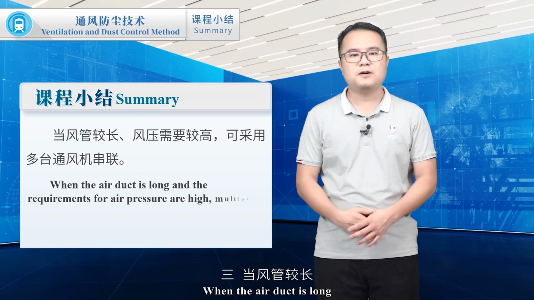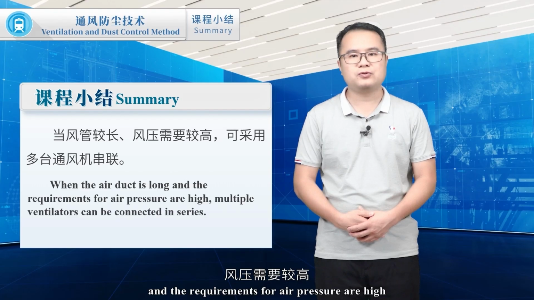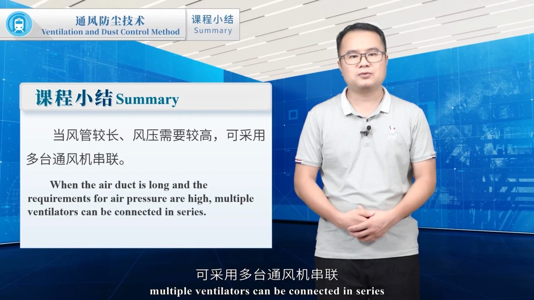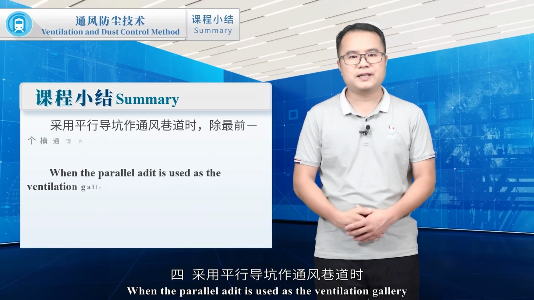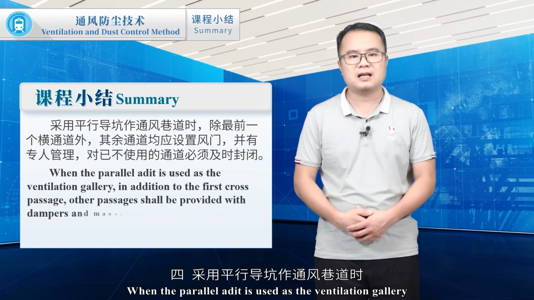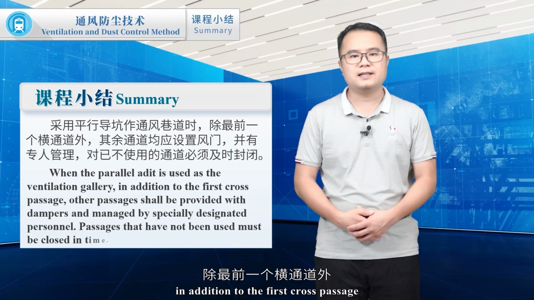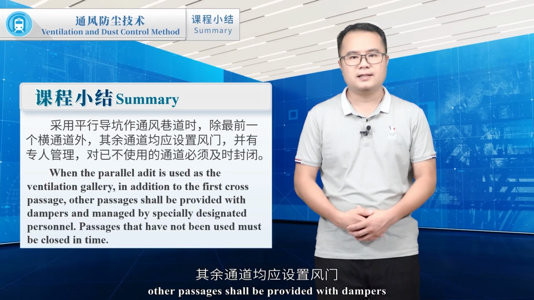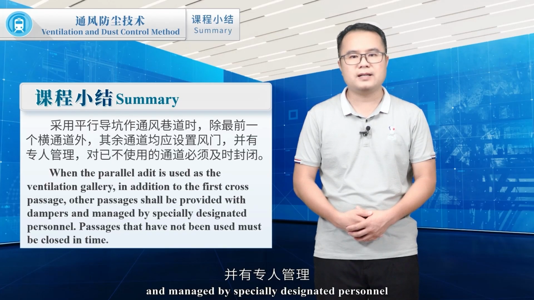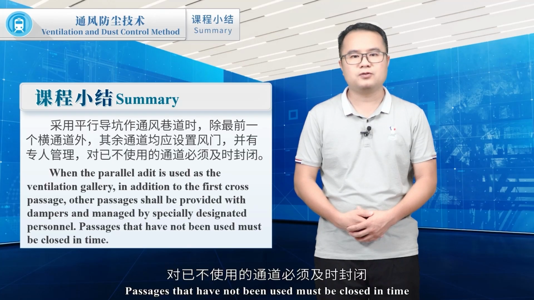When the air duct is long and the requirements for air pressure are high, multiple ventilators can be connected in series. When the parallel adit is used as the ventilation gallery, in addition to the first cross passage, other passages shall be provided with dampers and managed by specially designated personnel. Passages that have not been used must be closed in time.